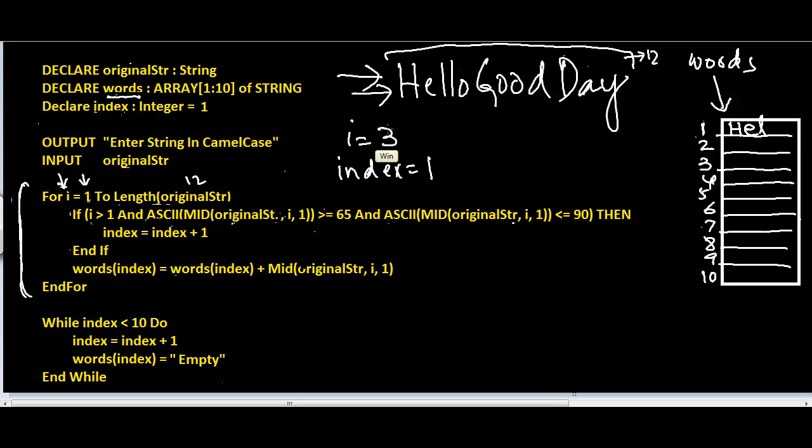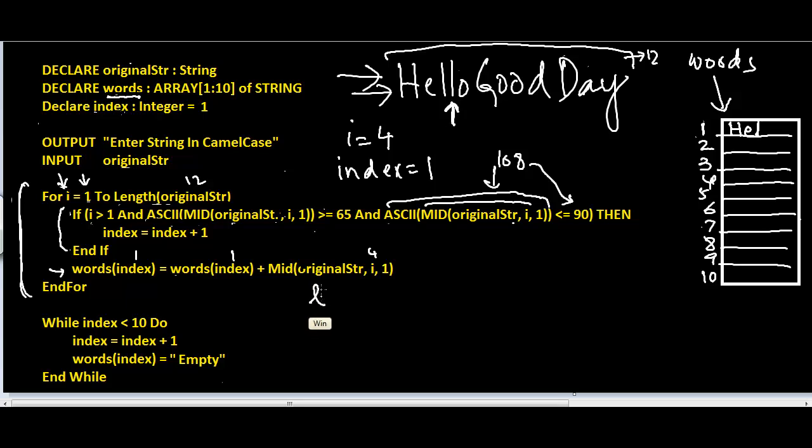So now when this loop runs the fourth time, the value of I becomes 4, right? This mid function is going to return this character, which is the fourth character, right? L, and the ASCII code of this character is 108, right? And 108 is not less than equal to 90, therefore this if instruction is not going to execute. This last instruction within the loop will become words 1 equals words 1 plus mid original string comma 4 comma 1. So once again this fourth character L is going to be returned by this mid function plus whatever is already in words 1, and we have HEL that is already stored in words 1. These two are going to be joined together and this value is going to be saved into words 1. So words 1 is now going to become HELL.